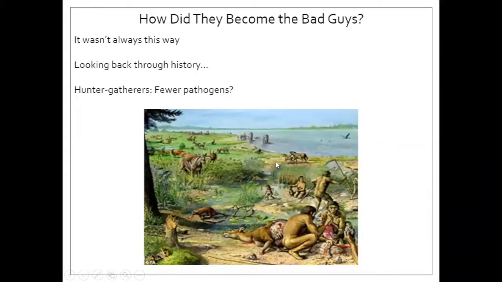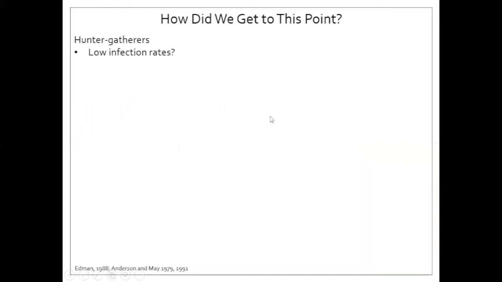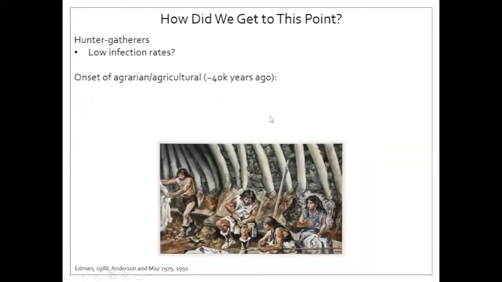So how did mosquitoes get to become the bad guys? Well, it wasn't always this way. If you had stuck around since the tick presentation, you might remember that if you look back through history, hunter-gatherers experienced very few pathogens. There were very low infection rates, and we believe that this had a lot to do with the onset of agrarian or agricultural society about 40,000 years ago.